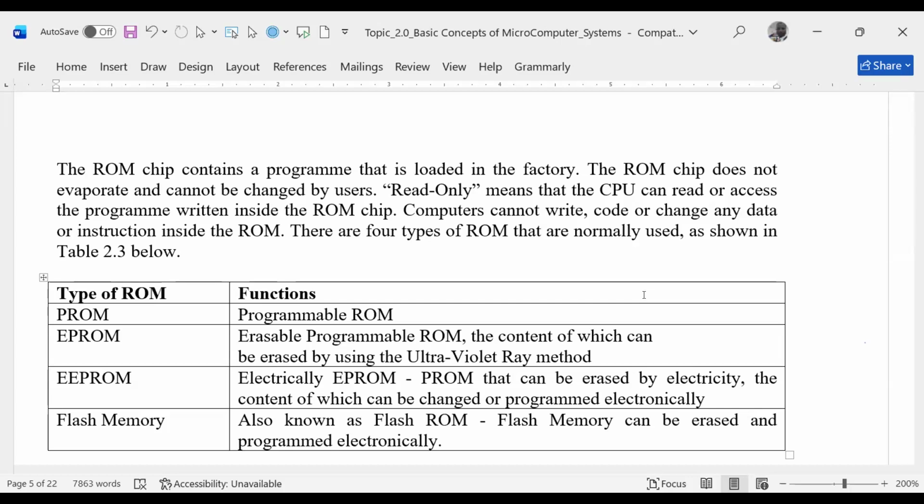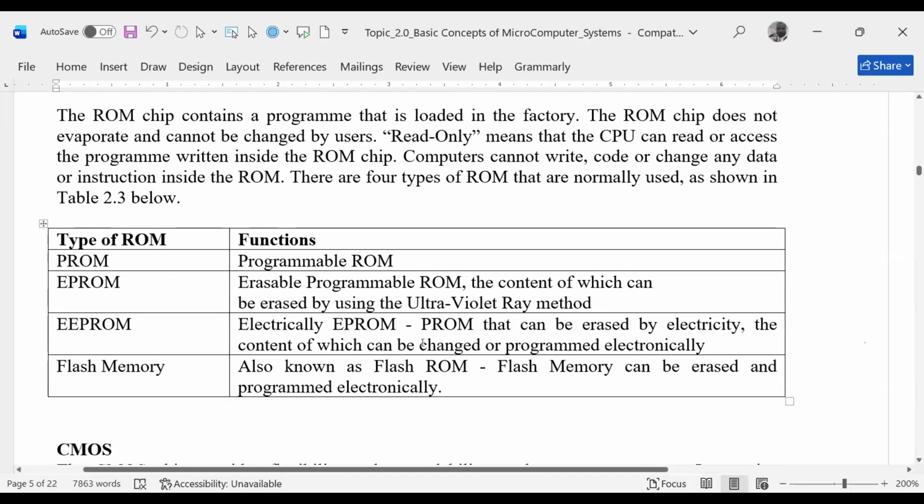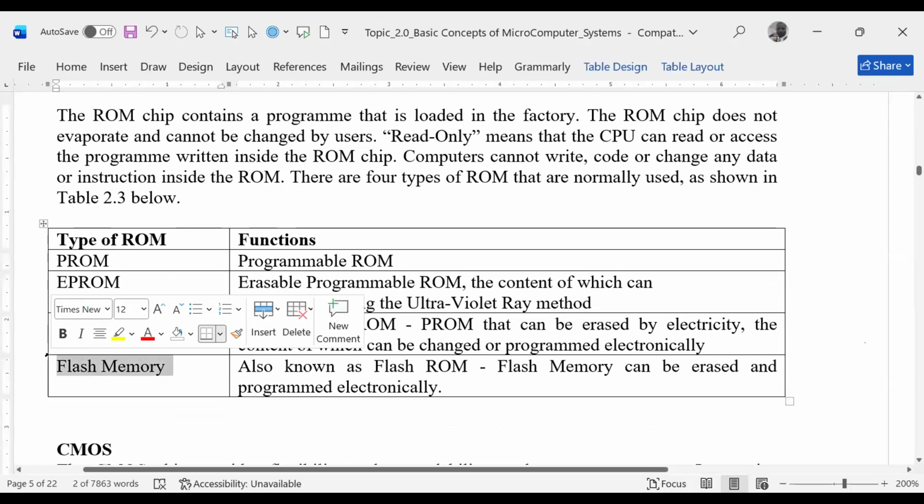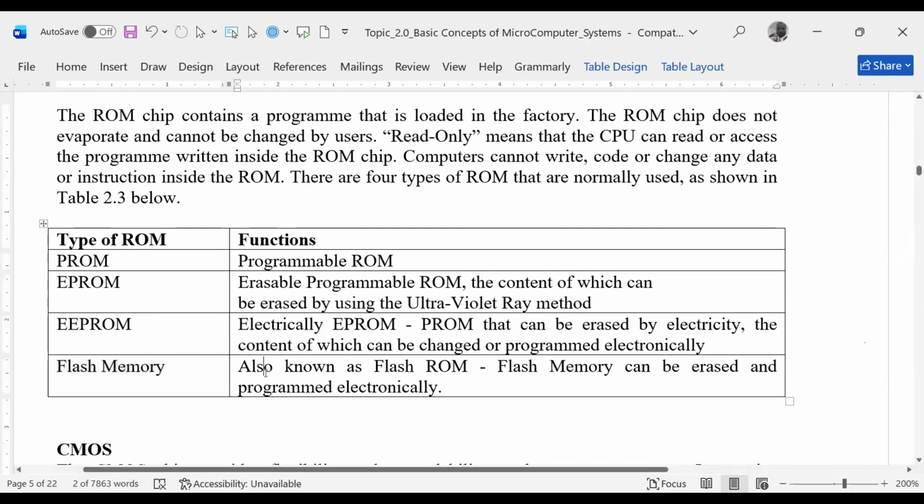ROM chip. There are different types of the ROM. Example, PROM means programmable read-only memory. EEPROM, erasable programmable read-only memory. And then practical examples also are there. Then you can see the flash memory also here. The flash memory is part of the RAM and at the same time ROM. And I've explained that the flash memory is a technology of both RAM and ROM.